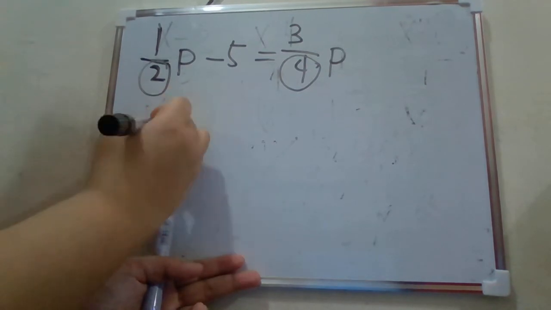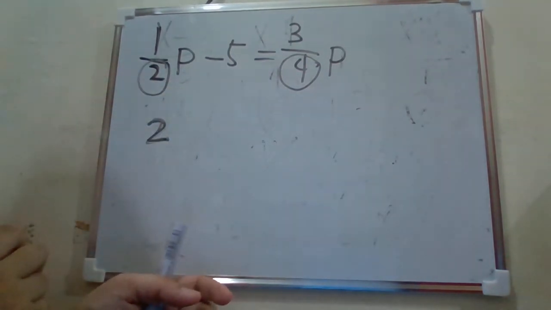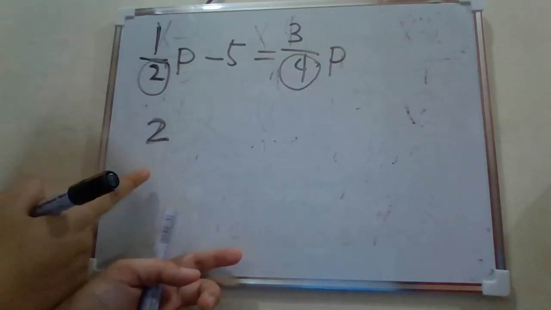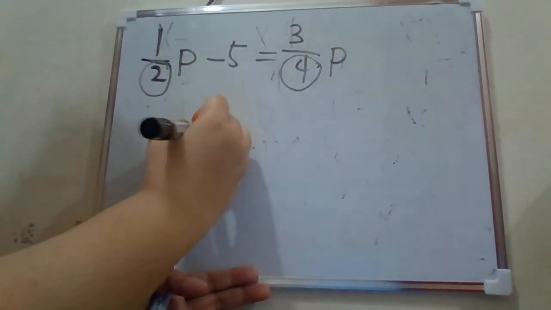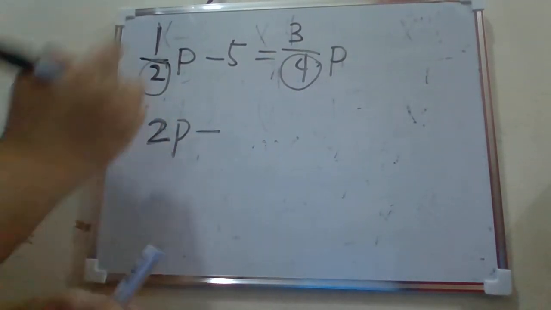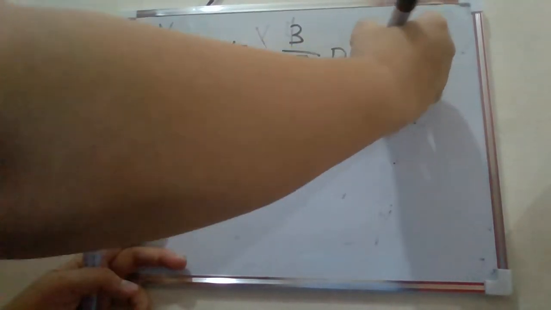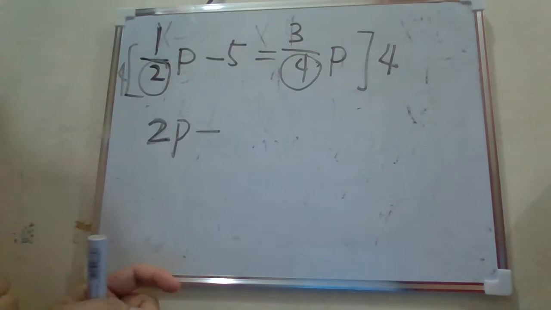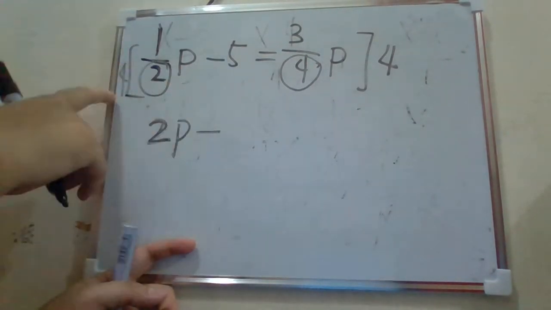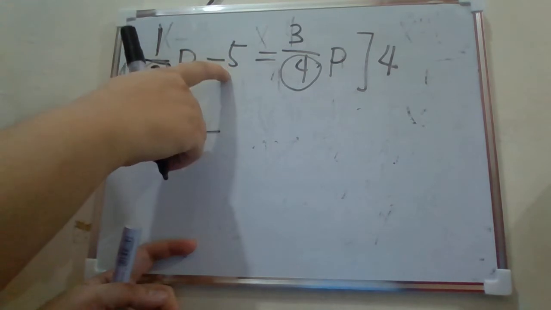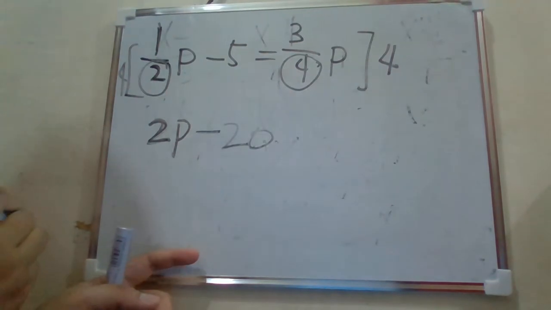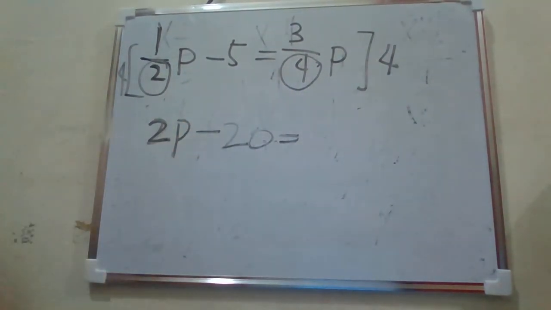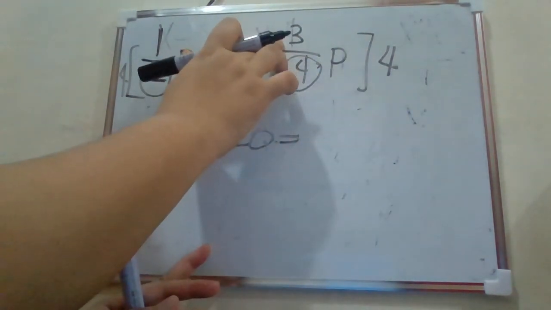So 2p minus. Again, we have the 4, so let's write 4 as the denominator. 4 divided by 1 is 4 times negative 5 is negative 20. Equals 4 divided by 4 is 1 times 3 is 3.